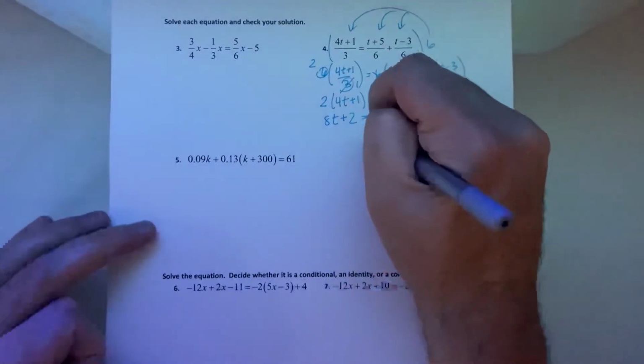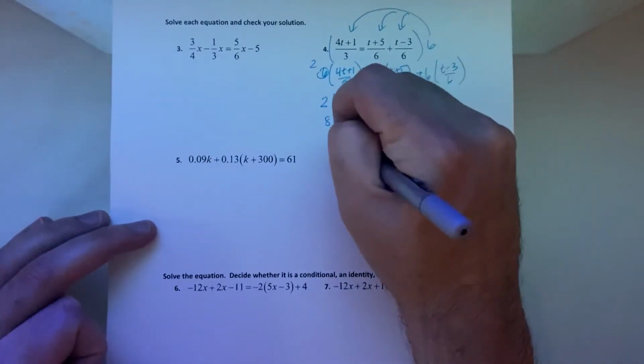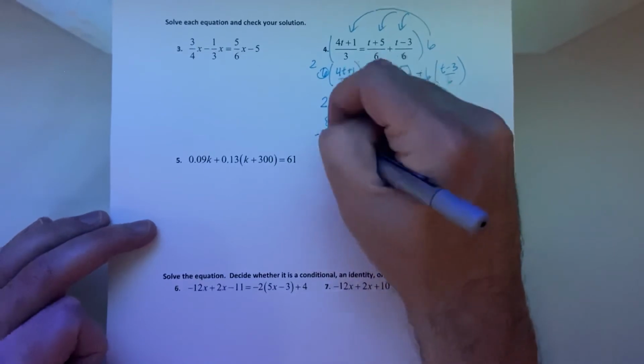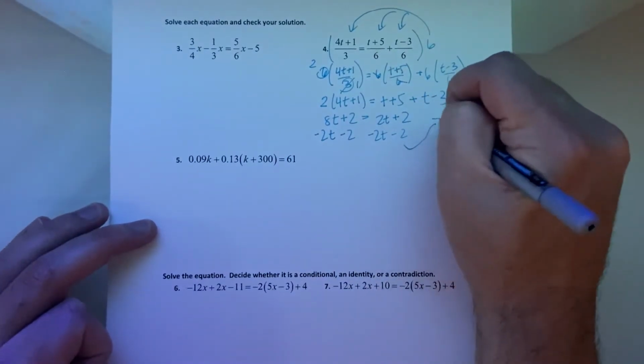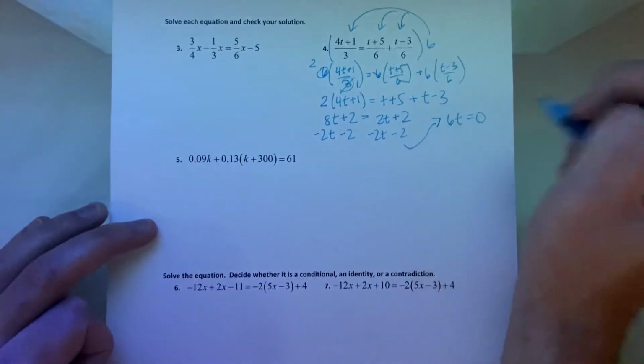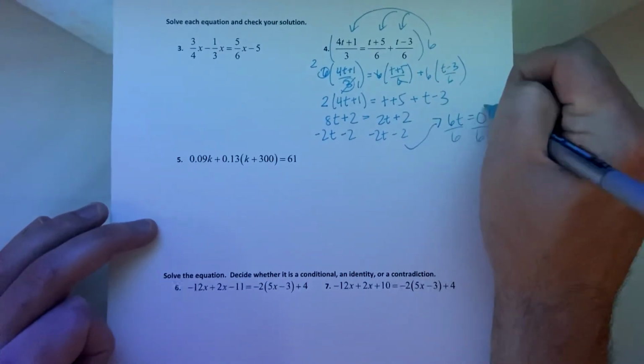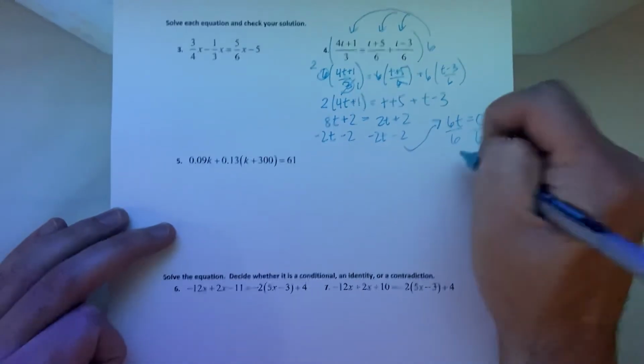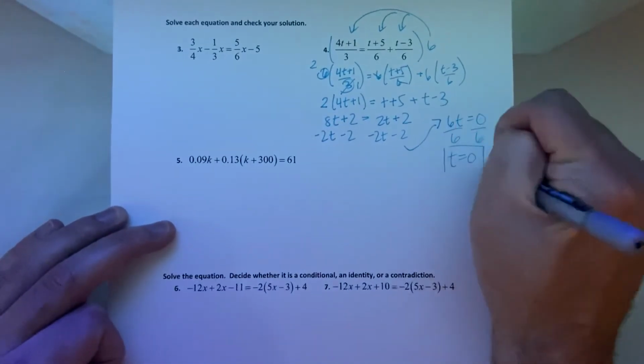Subtract the 2t and the 2. 8t minus 2t is 6t. 2 minus 2 is 0. When I divide by 6, 0 divided by anything else, as a reminder, is 0. t equals 0.